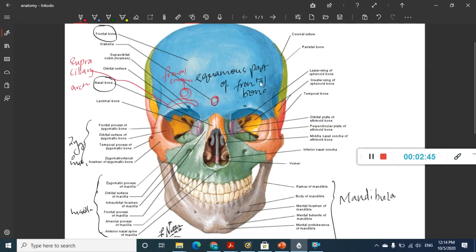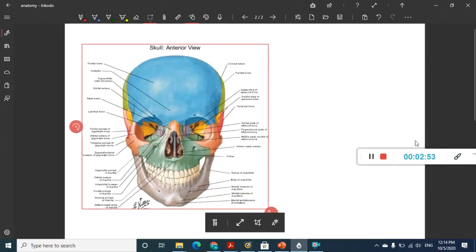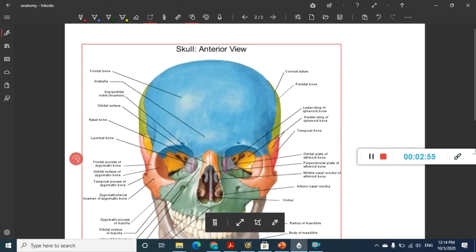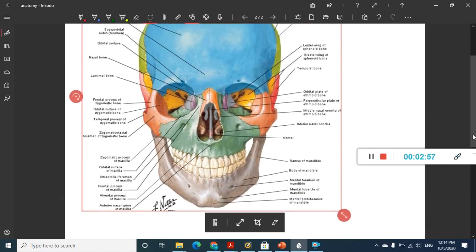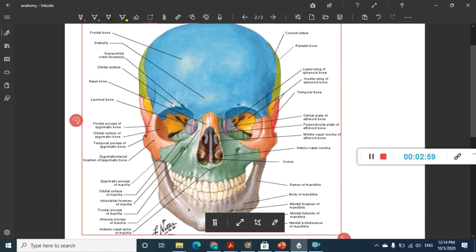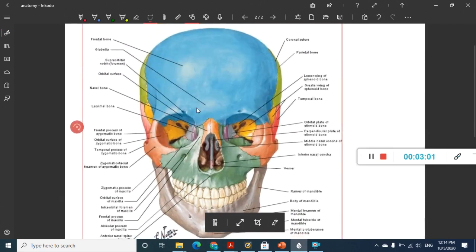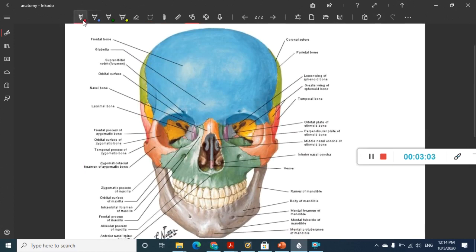Next, after the frontal bone, let us see the orbital openings. This is the picture again from the Netter's, the same picture, and here we will see the orbital openings in detail. So this is the orbital opening. The orbit has mainly four margins: superior margin, lateral margin, inferior margin, and medial margin.